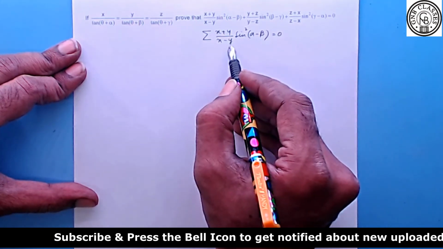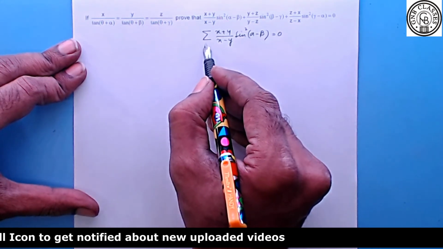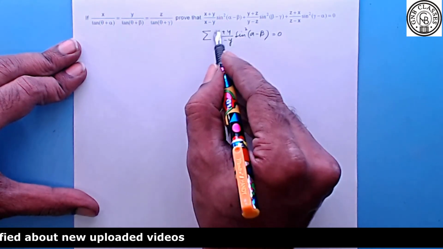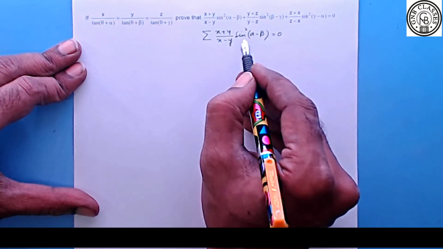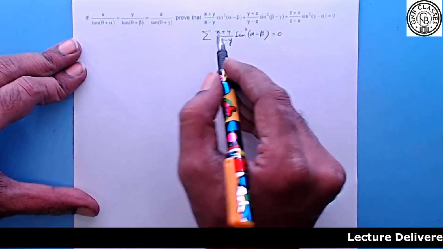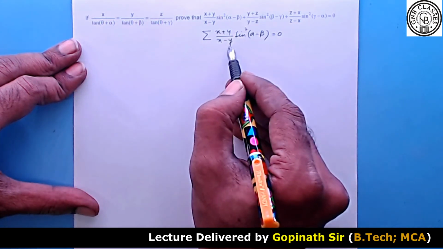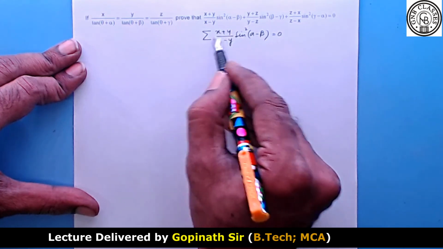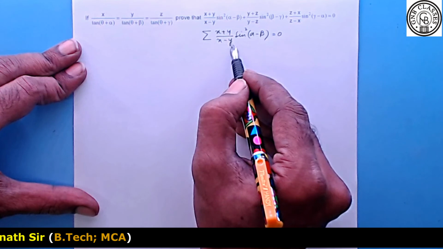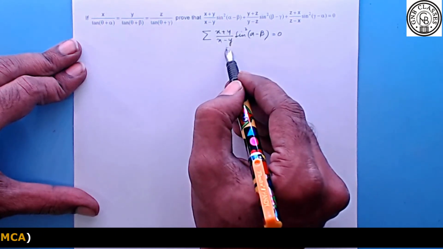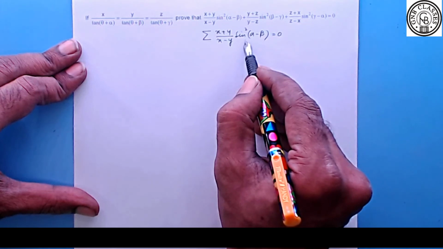Now you have to understand here, since no variable is given over here, whatever expression is given is exactly same as the cyclic one. Means there the variables are x, y, z. So x plus y by x minus y means the cyclic one will be x plus y by x minus y, then y plus z by y minus z, then z plus x by z minus x. Similarly, sine square alpha minus beta. Sine square is constant here.